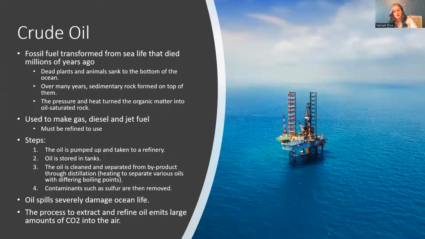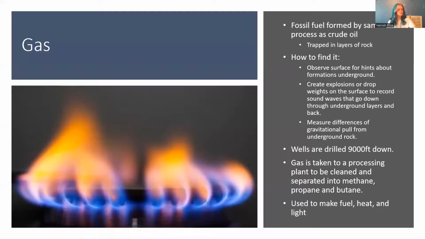Oil spills are very damaging to ocean life. I say ocean life because it can happen at the extraction point or with the transport with the boats. So it's especially important with ocean life. It kills all of the life in that area. And then the process to extract and refine oil emits large amounts of carbon dioxide into the air.